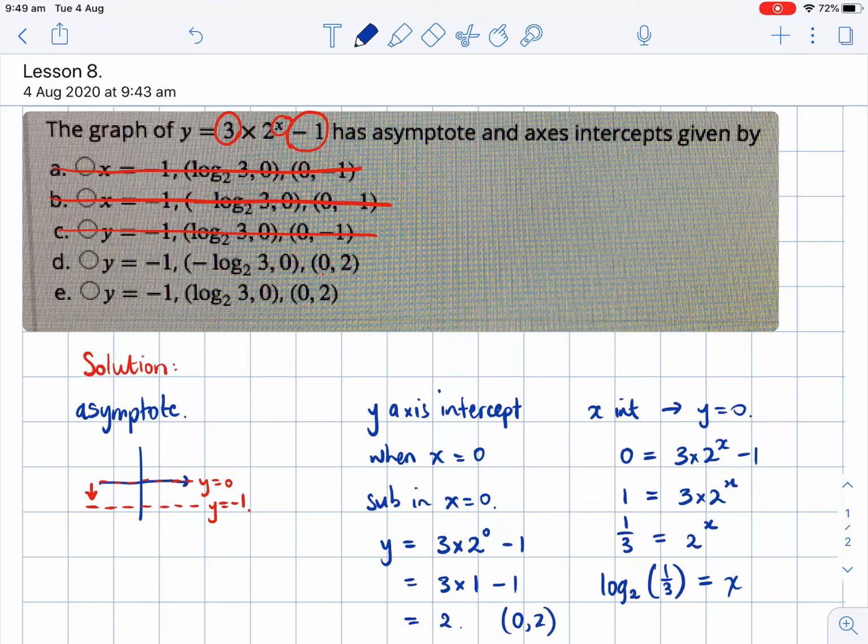Now this isn't what is written in the options, but if I use my log laws, I know I can write that as negative log to the base 2 of 3 is equal to x. So I end up with my final coordinate where my answer is D, because I have a negative log to the base 2 of 3 when y equals 0. So my solution's D, and that's all completed.